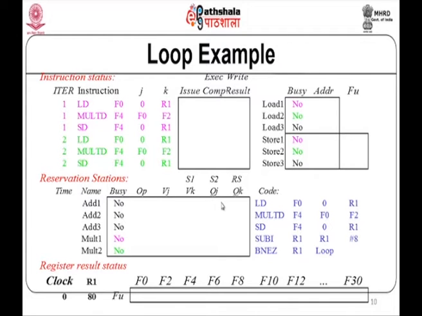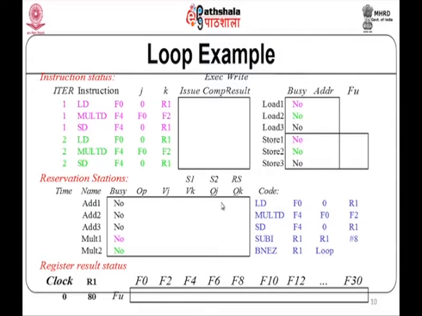And look at the slight difference in your load buffer entries and the store buffer entries. Load buffer entries just have a status field indicating whether they are busy or not, and an address field where the effective address will be calculated and stored. Whereas, if you look at the store buffer entries, apart from the status field and the address field, they also have a data field.